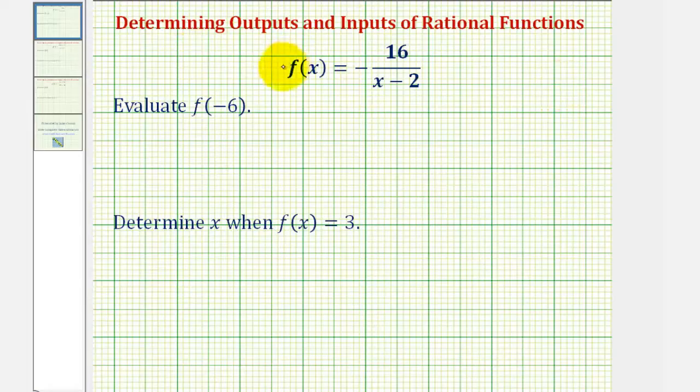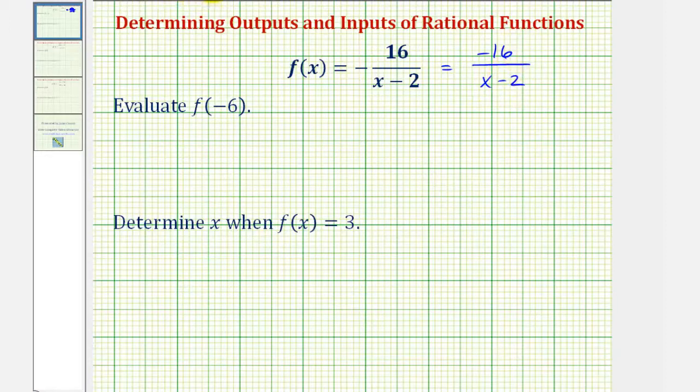Now we'll take a look at 3 examples of determining outputs and inputs of rational functions. Here we're given f of x equals negative 16 divided by the quantity x minus 2. Instead of leaving this negative out to the left, I'm going to go ahead and take the opposite of the numerator and write this as negative 16 divided by the quantity x minus 2.